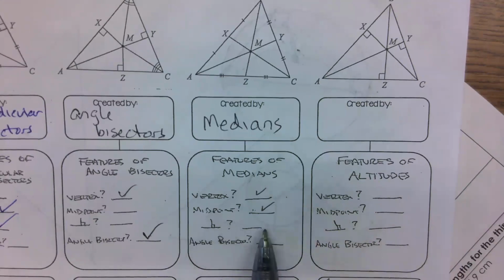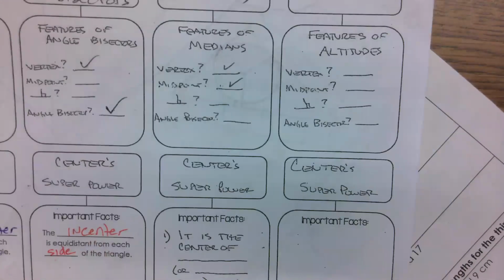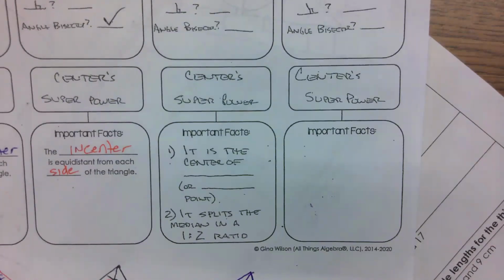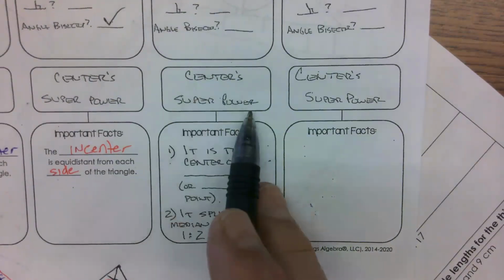They're not perpendicular. They're not angle bisectors, unless, of course, it happens to be that special equilateral triangle where all these points fall on the same point and then they've all got all the features. That's not what's really going on. Bless you. What's the centroid's superpower?